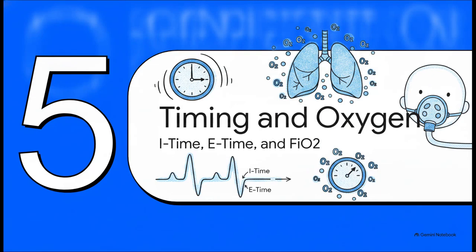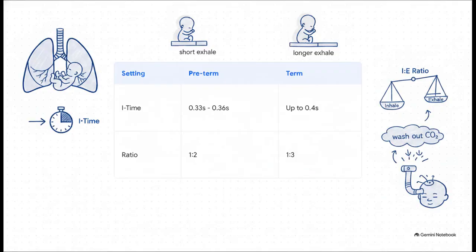Okay, Section 5, timing and oxygen levels. We're talking I time, E time, and FiO2. Getting the pressures right is one thing, but timing the breaths perfectly is a whole other ballgame. Inspiratory time, or I time, is just how long the machine actively pushes air in. For a tiny preterm baby, we keep this short, around 0.33 to 0.36 seconds, whereas term babies can handle up to 0.4 seconds.